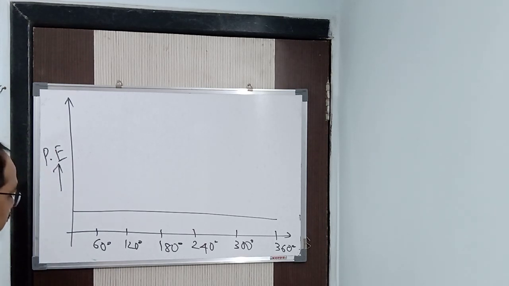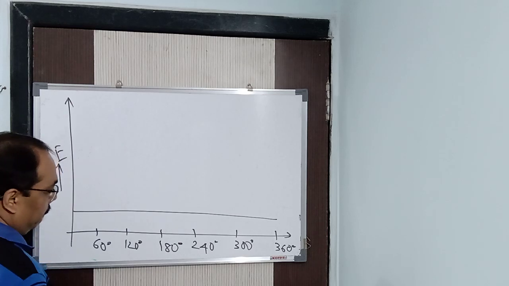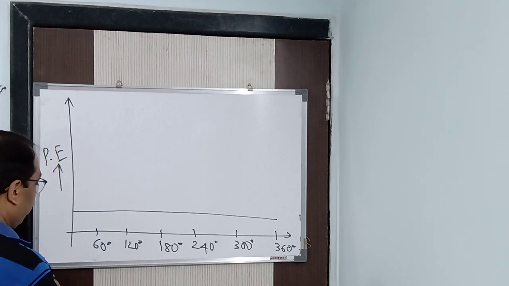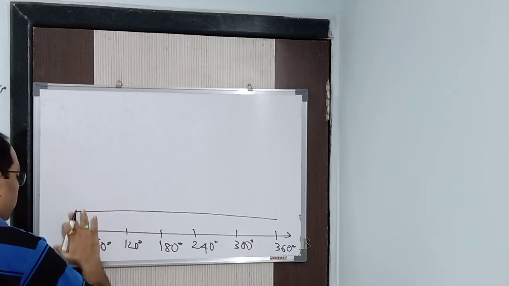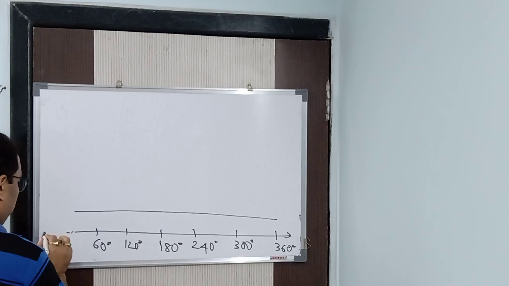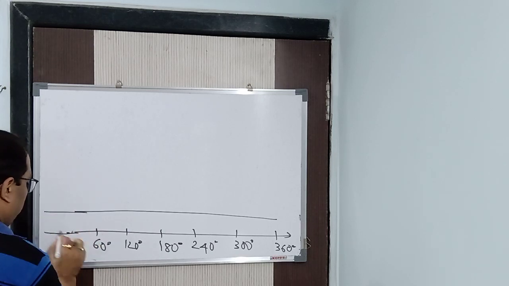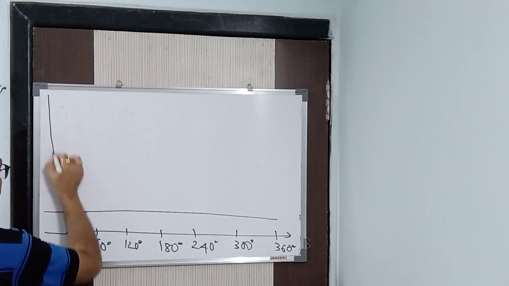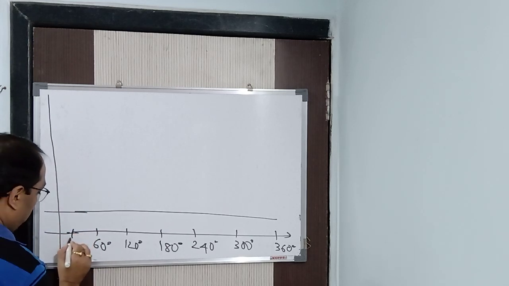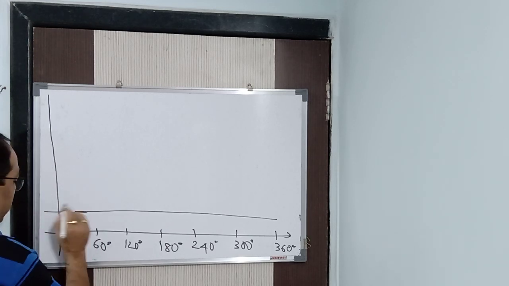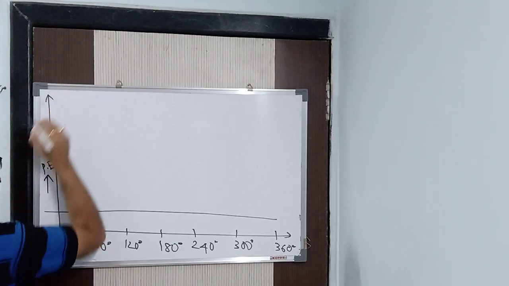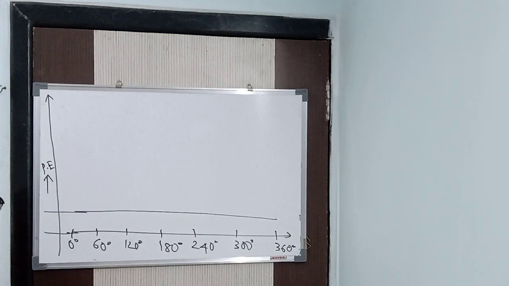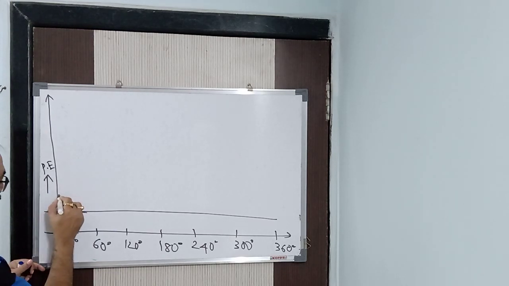That is 0 degree. I don't have the space. Okay, I'll do one thing here. Just a moment, student, because I forgot to write 0 degree. Now it is okay. Here it is potential energy. Correct. So from here I will start the graph.